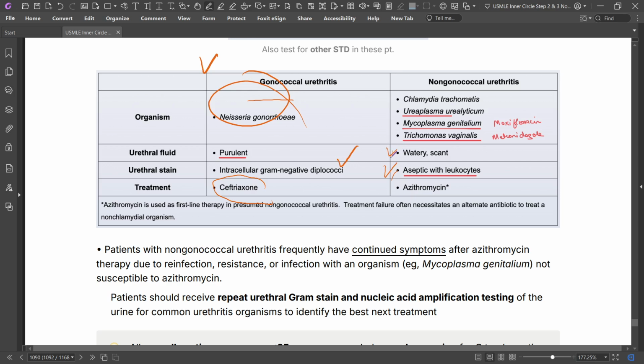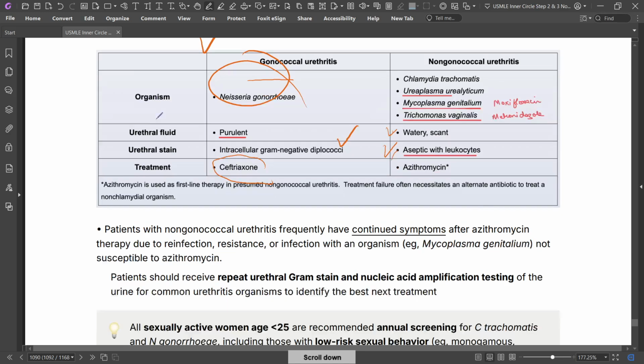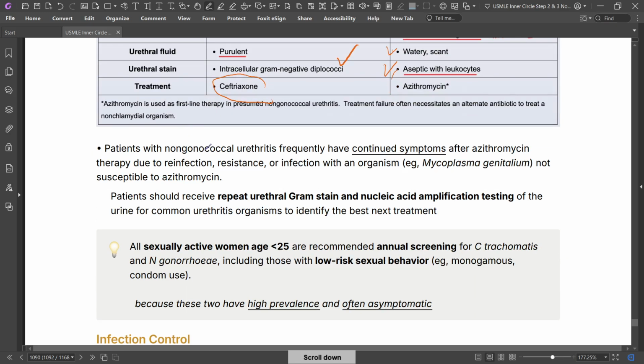Leukocytosis and watery scant discharge. Patients with non-gonococcal urethritis frequently have continued symptoms after azithromycin therapy, due to reinfection or resistant infection with an organism such as Mycoplasma genitalium, which is not susceptible to azithromycin. Patients should receive a repeat urethral Gram stain and nucleic acid amplification testing of the urine for common urethritis organisms to identify the best next management.